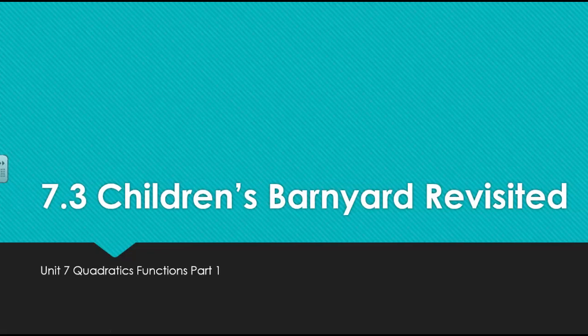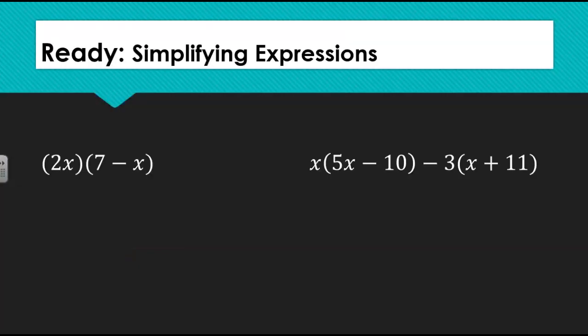Today in class, we completed Unit 7, Lesson 3, Children's Barnyard Revisited, where we explored the key features of the product of two linear functions. In the Ready section of tonight's homework, we will be using the distributive property and exponent rules to simplify polynomials and write them in standard form.